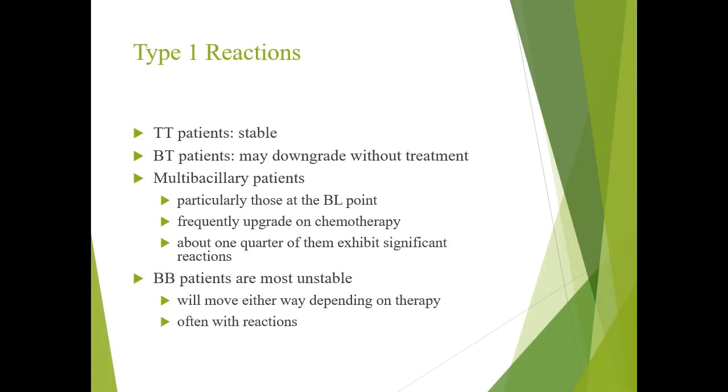In type 1 reactions, the TT patients are stable, as we discussed earlier, and PT patients may downgrade without treatment. Multibacillary patients, particularly those with BL disease, frequently upgrade on chemotherapy. About one quarter of them exhibit significant reactions. PB patients are most unstable and will move in either direction depending on the therapy, and often present with reactions.